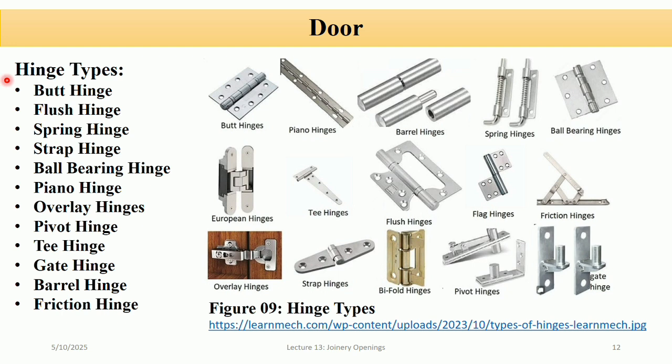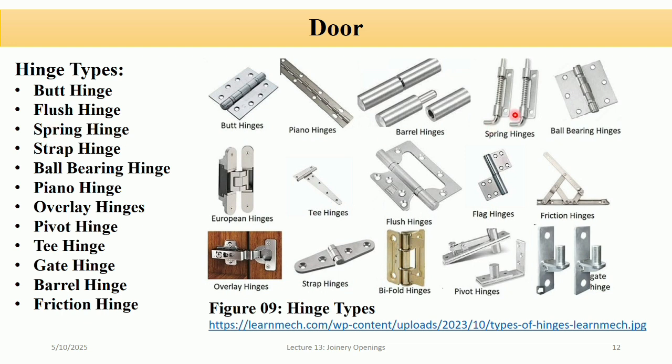So now let's discuss the different types of hinges used in doors. The first one is the butt hinge. You can see this is a butt hinge, which is commonly used in doors. It has two rectangular leaves that are mortised into the door and frame. The second one is the flush hinge. This is a flush hinge, a compact hinge where one leaf fits into a cutout on the other, requiring less space.